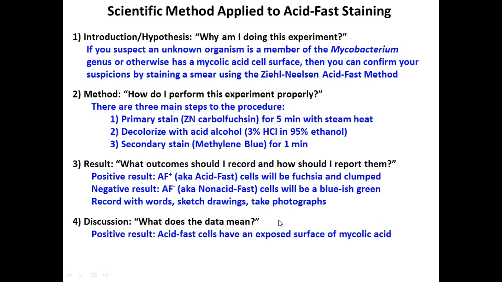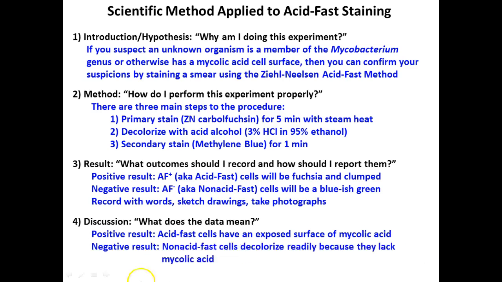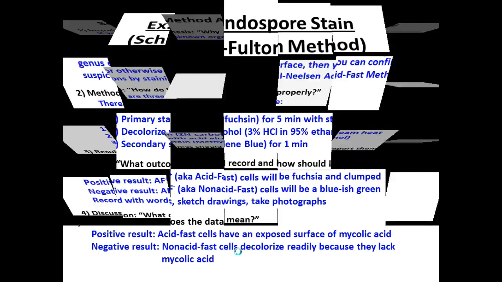What does it mean, though? Gram positive, acid fast positive or acid fast means that they have that mycolic acid, right? And they're probably a mycobacterium. Gram negative, they do not contain the mycolic acid. They're probably not mycobacteria, right? And they don't have that mycolic acid.